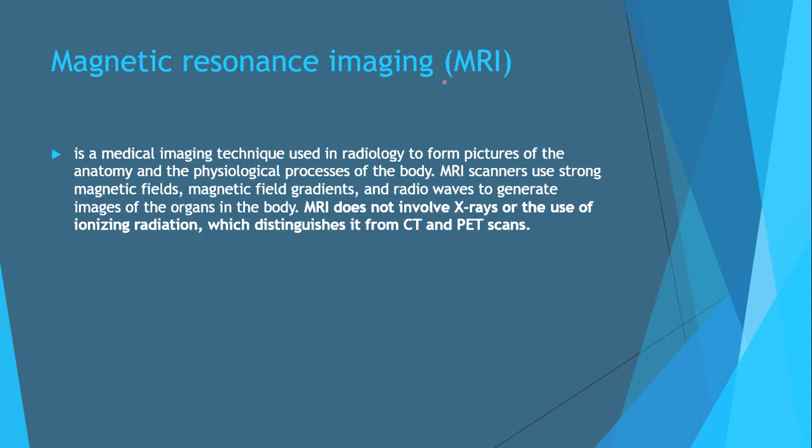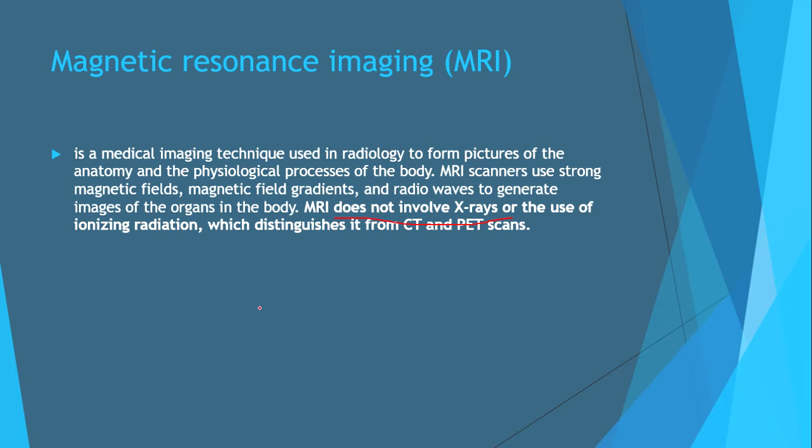Magnetic resonance imaging, or MRI for short, is a medical imaging technique used in radiology to form pictures of the anatomy and the physiological processes of the body. MRI scanners use strong magnetic fields, magnetic field gradients, and radio waves that generate images of the organs in the body. MRI does not involve X-rays or the use of ionizing radiation, which distinguishes it from CT and PET scans.